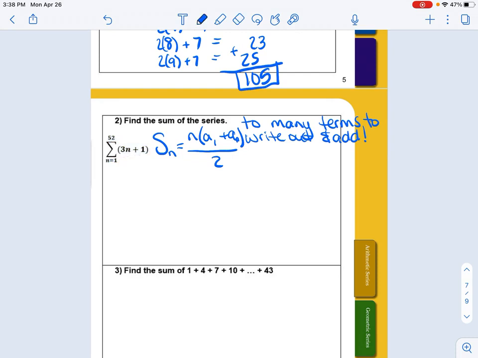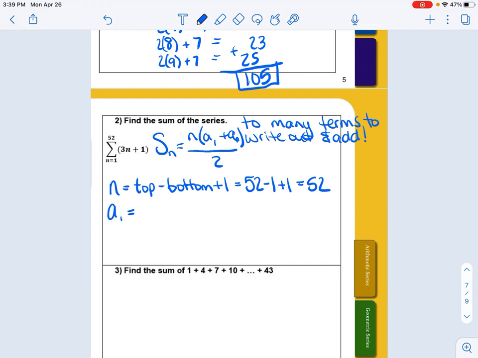A couple things we need to know. We need to figure out what our n value is, the number of terms. When you have summation notation, you take your top number minus your bottom number, and you add 1 to that, and that will give you your n value. So we have 52 minus 1 plus 1. That just equals 52. The 1 and negative 1 cancel each other out. So we get 52 for our n value.